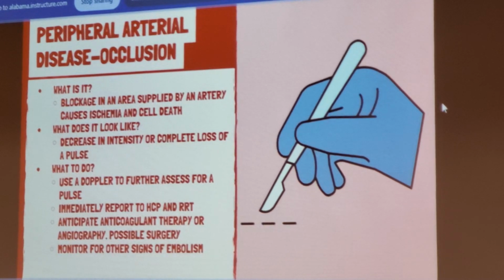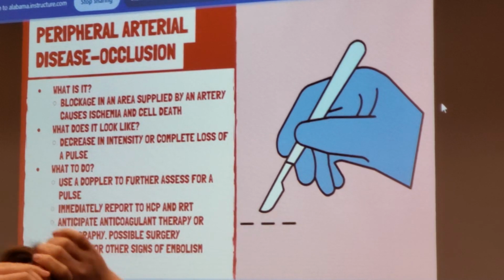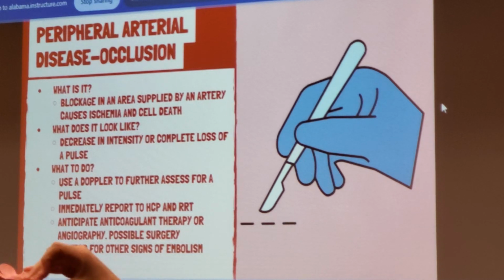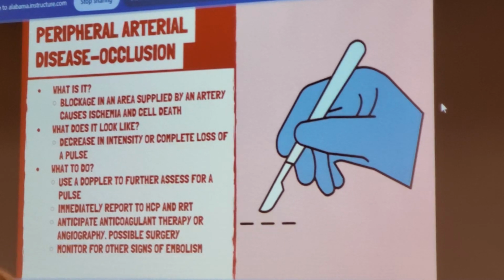So pain's going to be your first P. It's going to be pretty painful if they have no blood flow at all to their foot, all right? Pallor, or their color. What type of color are we going to see? All right, so we're not going to see the nice pink, healthy tissue of normal circulation. More of a cyanotic, purplish type tint to their feet.